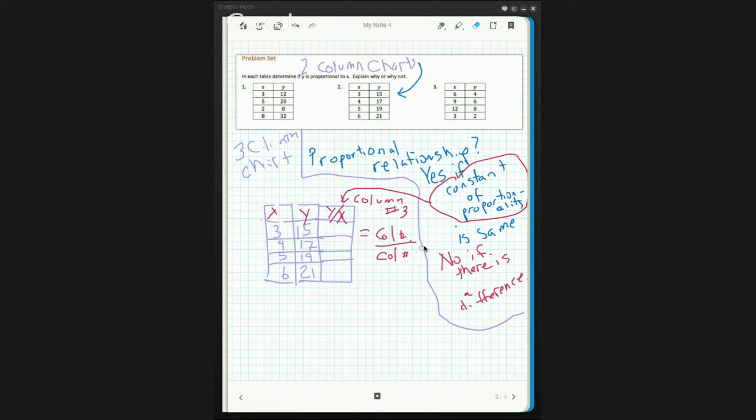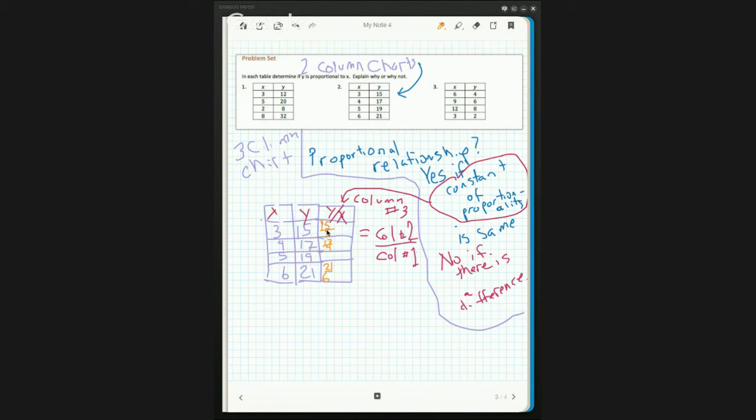We're going to say that it's column number 2 divided by column number 1. So in this case, we have 15 over 3. Let's make this orange. And over here we have 17 divided by 4. Here we have 19 over 5. I kind of ran out of room, so I'm not going to write that one. And over here, I'm going to write 21 divided by 6.